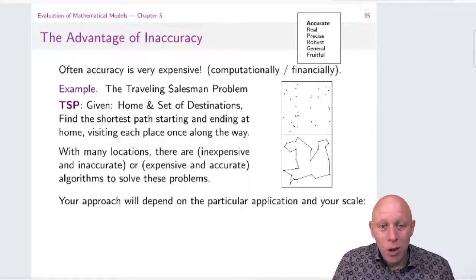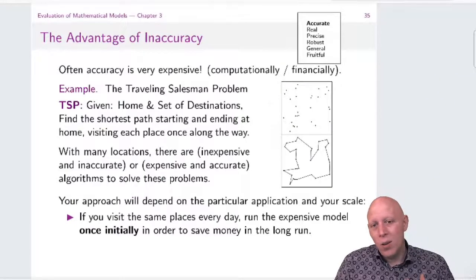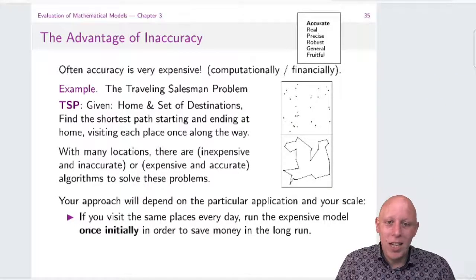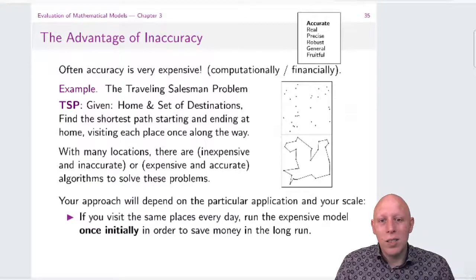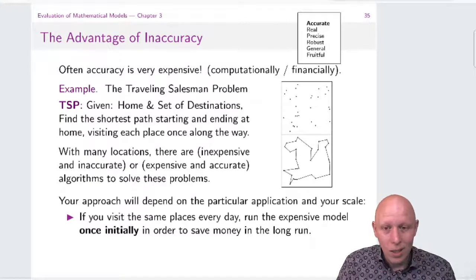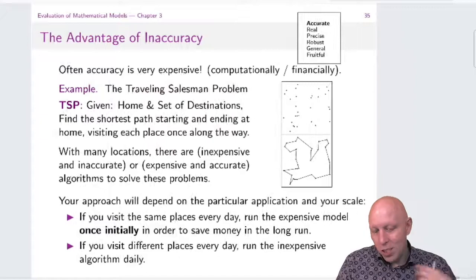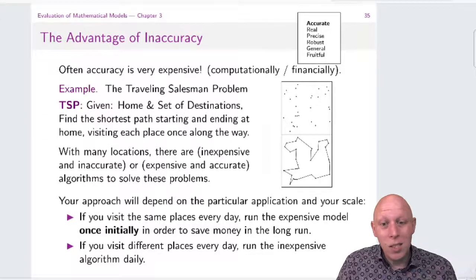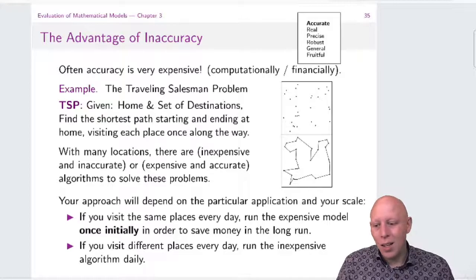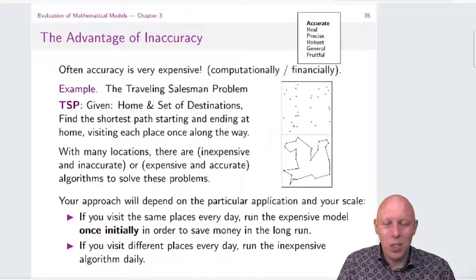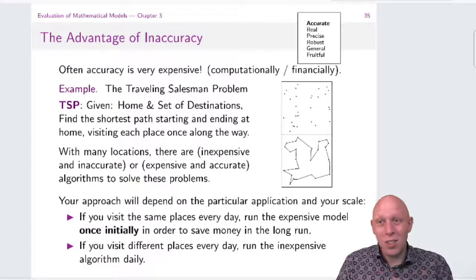It'll depend on who you are and what your scale is. So if you end up visiting the same places every day, run the expensive model once. Save money in the long run. If you visit different places every day, run the expensive algorithm daily. So every day you have some different doctor's appointments. You'll go to the doctor's appointment. It'll take however long it takes. You'll take that short route to go and visit those doctor's offices, and then you come back home. You don't have to worry about doing that every single day.